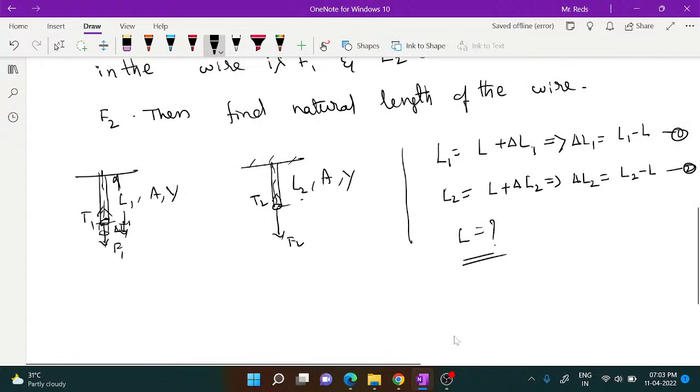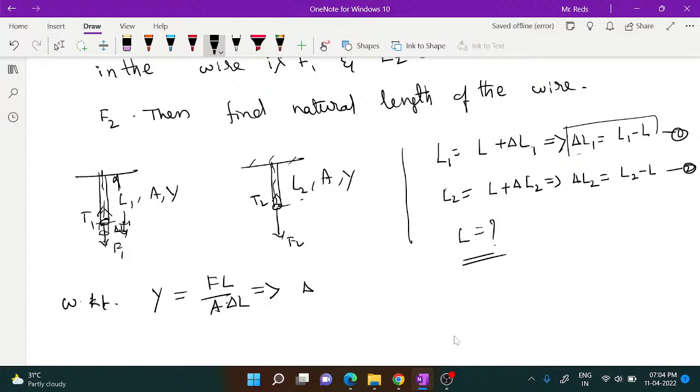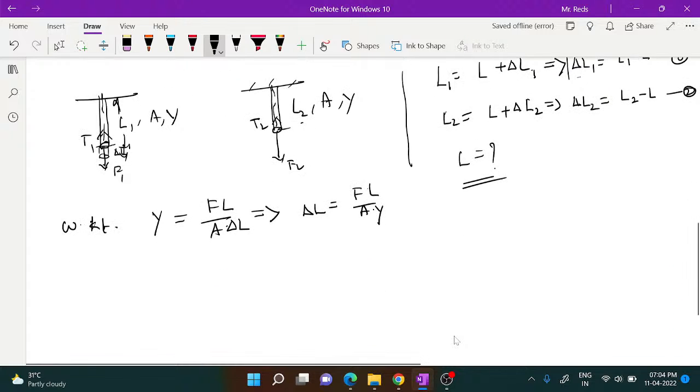So to understand this, let us take these equations here. Delta L1 is this, delta L2 is this, right? But we know that the extension produced in a wire, Y is equal to F L by A into delta L, in general. From this, the extension produced can be given as delta L is equal to F L by A into Y.